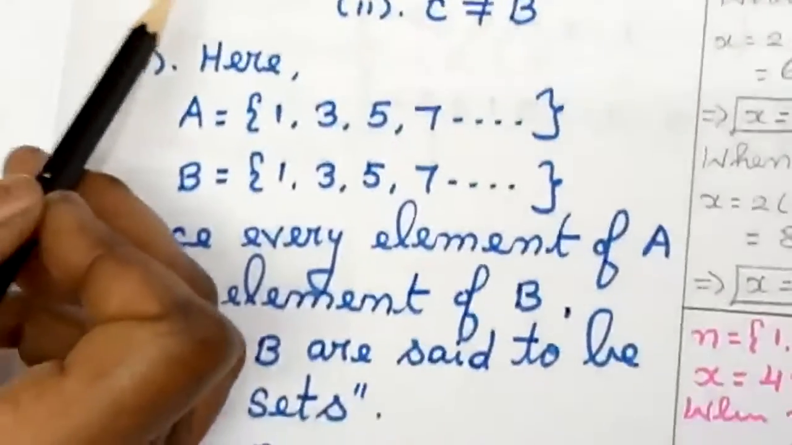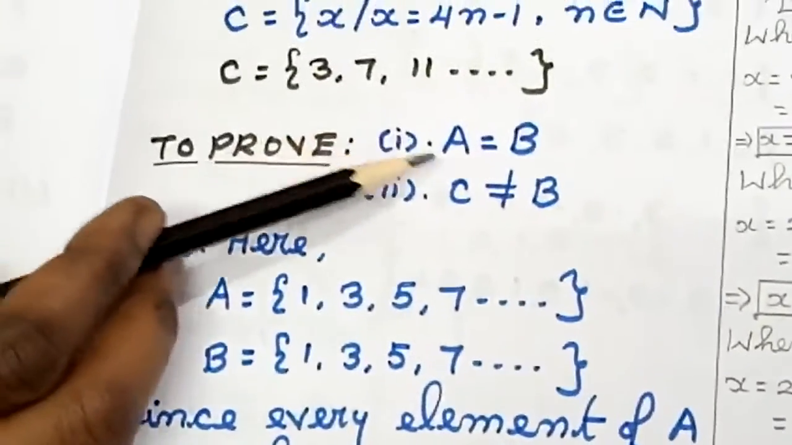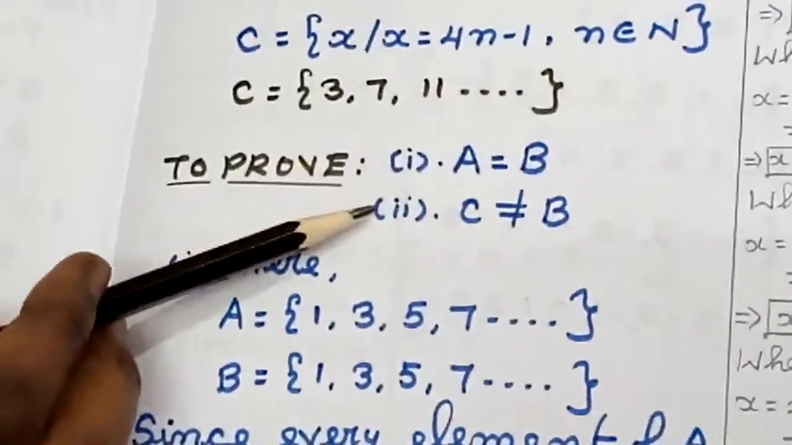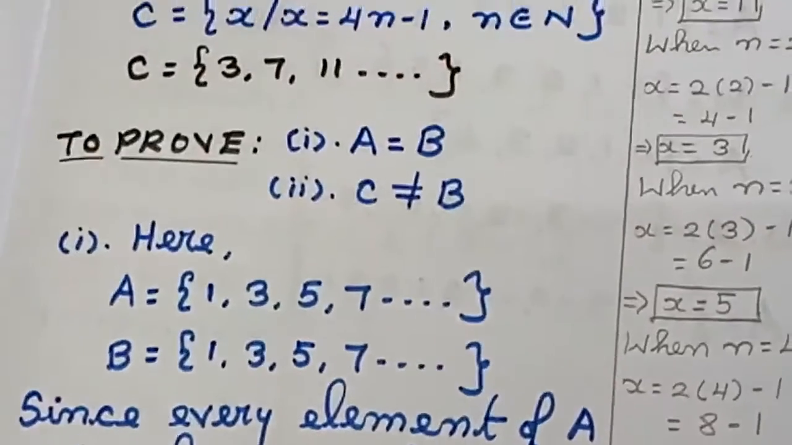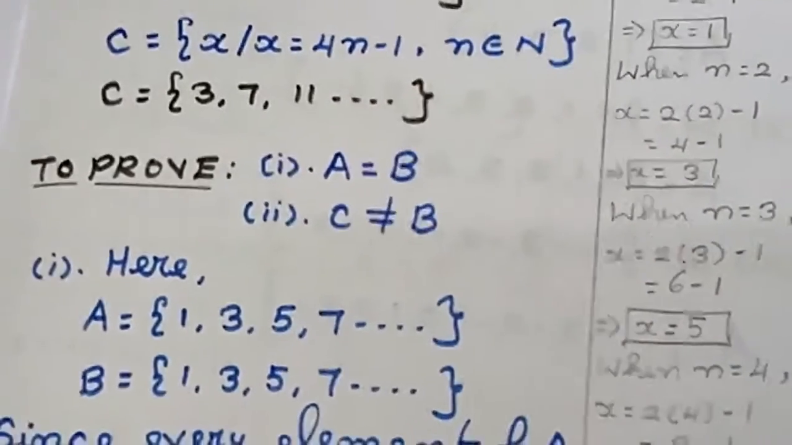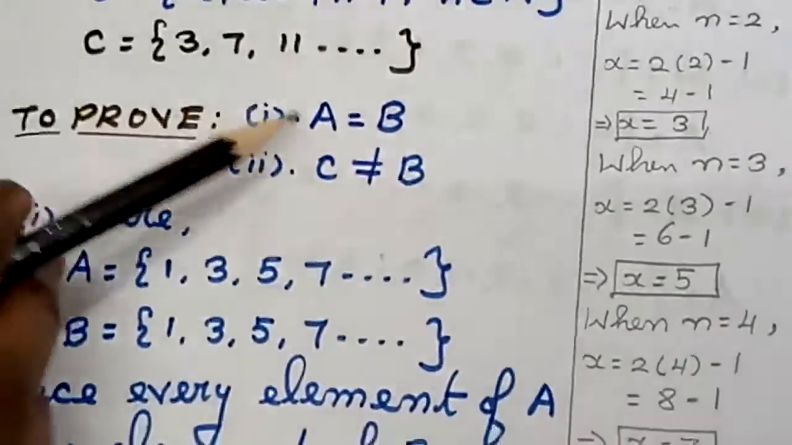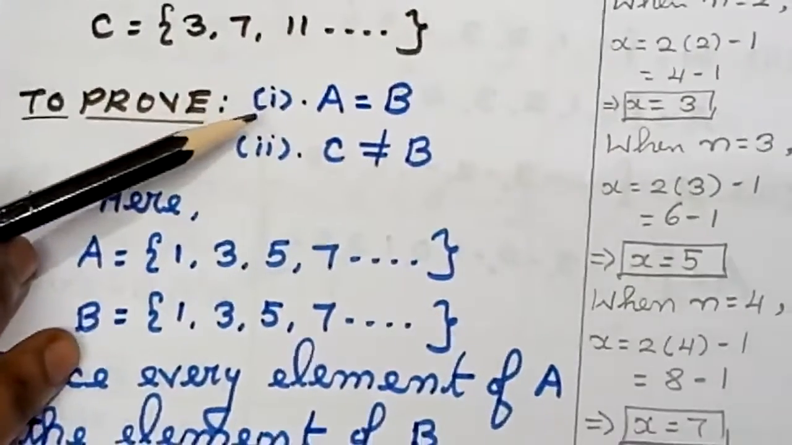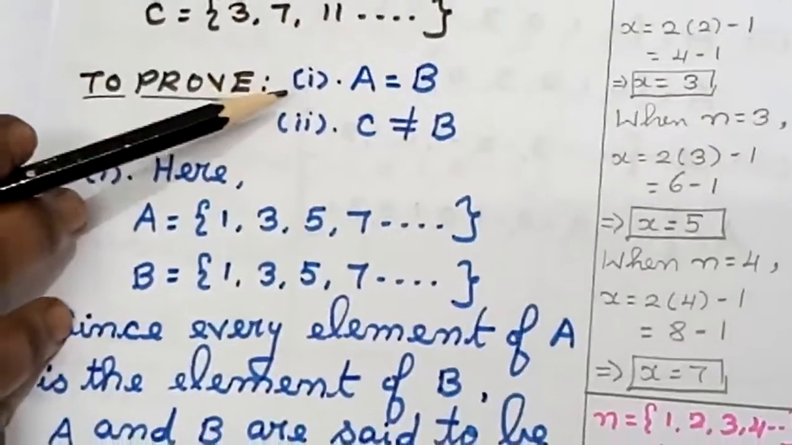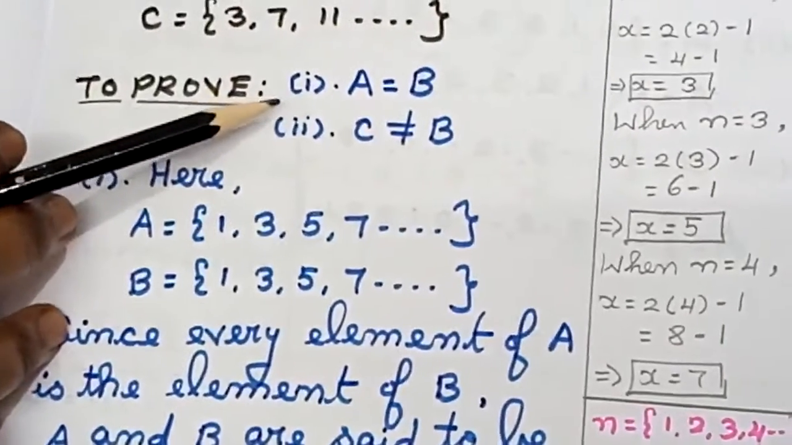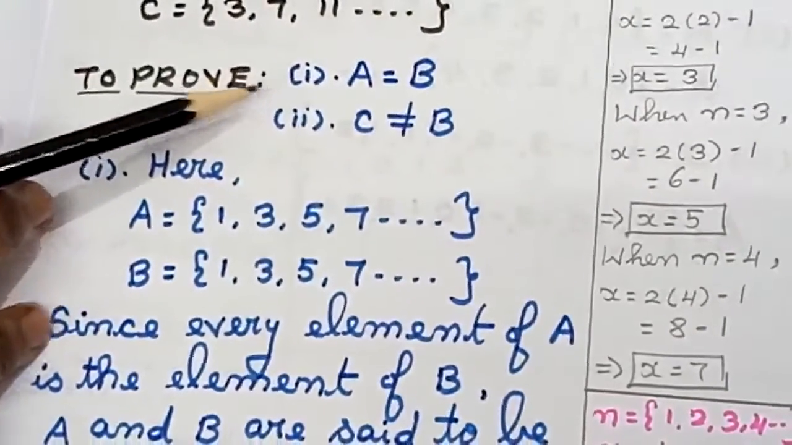What they are asking you to prove here is two conditions: A equal to B and, second one, C not equal to B. So what is the meaning of to prove? To prove means the condition they have given here is going to be the exact same, but we have to prove this is correct. This is the correct form of writing we are going to show here.